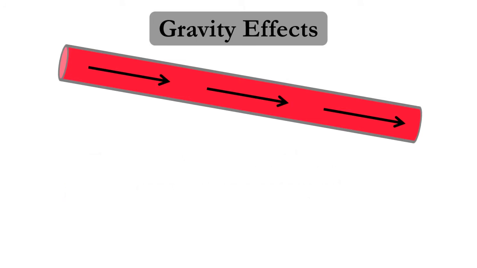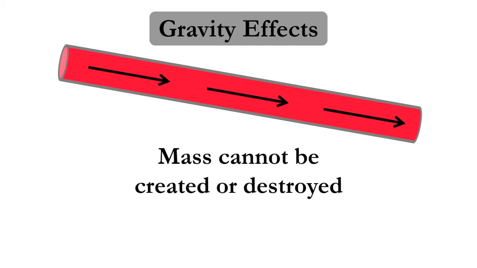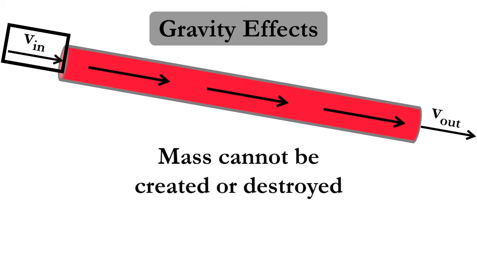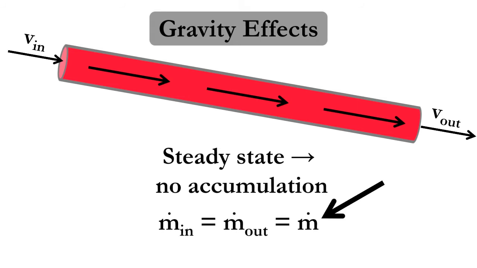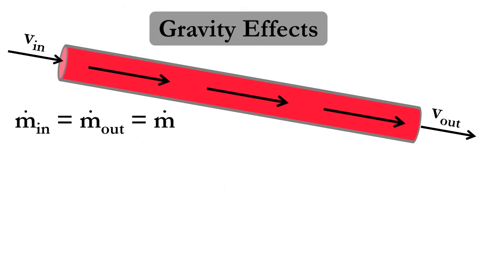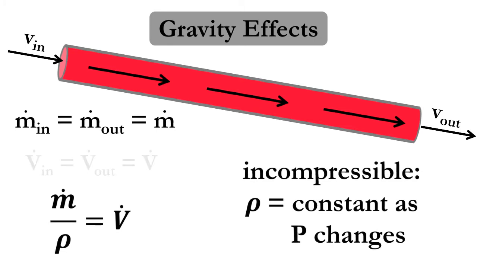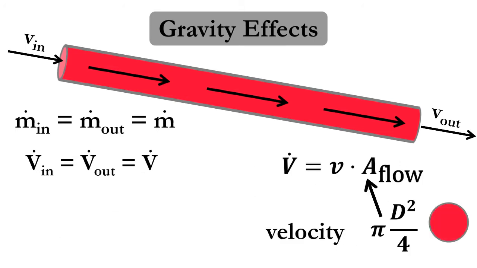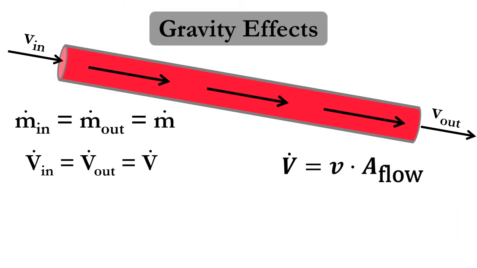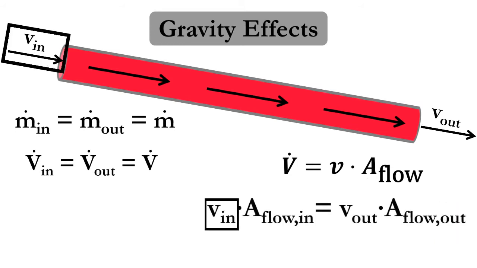Let's use the principle of mass conservation to determine how the velocity changes from the inlet to the exit of the pipe. Because we know that for a steady-state process, mass must be conserved, the mass flow rate must be constant. Therefore, because we have an incompressible fluid, the volumetric flow rate must also be constant. We can express the volumetric flow rate as the product of velocity and cross-sectional area of the pipe to give a relationship between the velocity at the pipe inlet and exit.